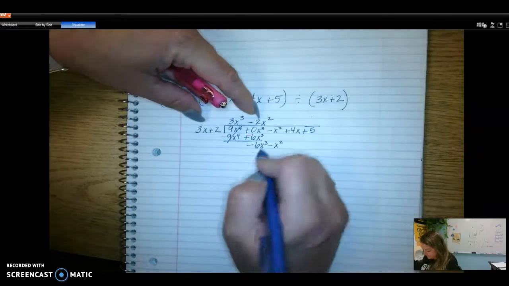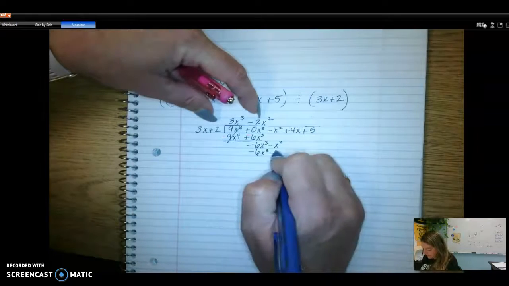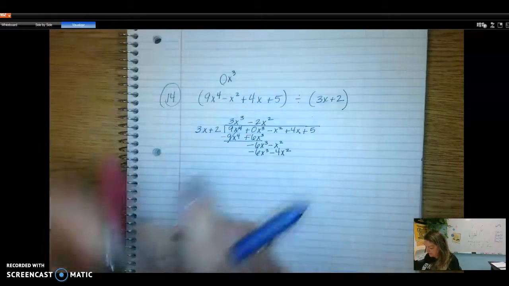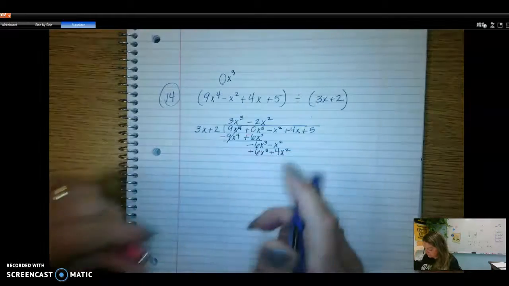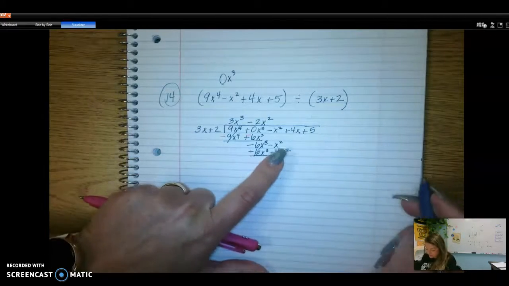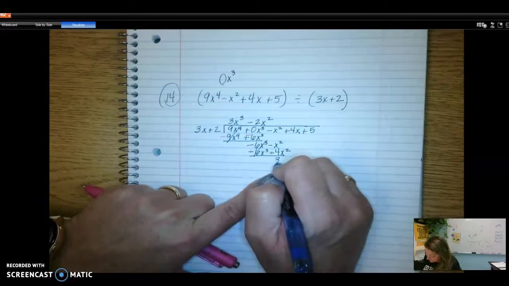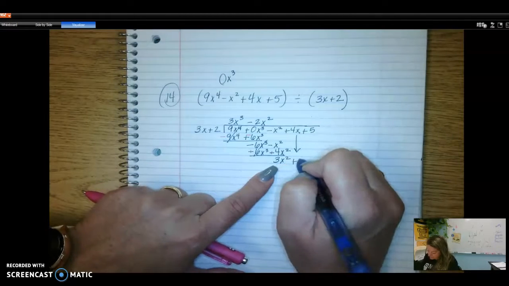So I get a negative 6x cubed. And then I'm going to get a minus 4x squared. And then I'm going to change my signs again. So positive, positive. So negative 1x squared plus 4x squared is going to be 3x squared. And then let's bring the 4x down.